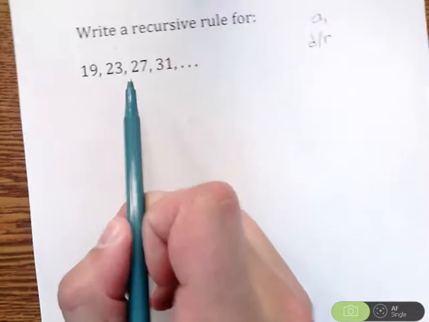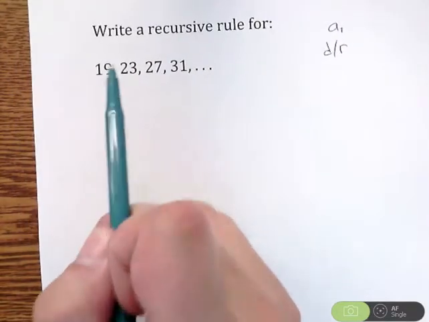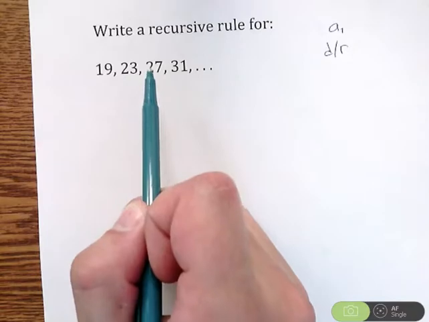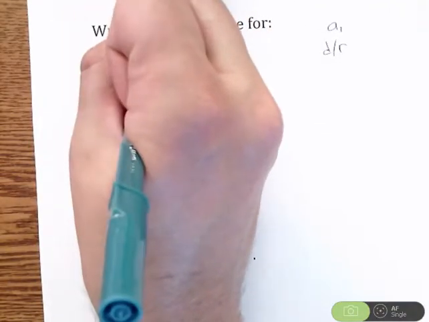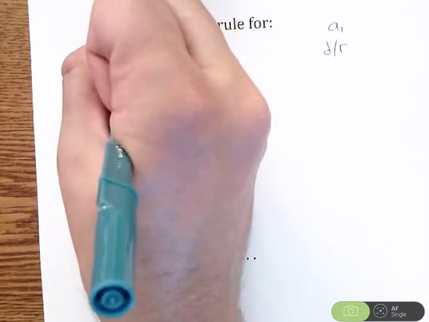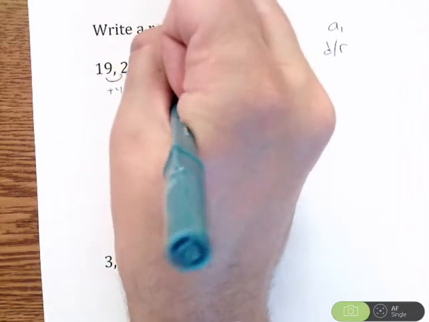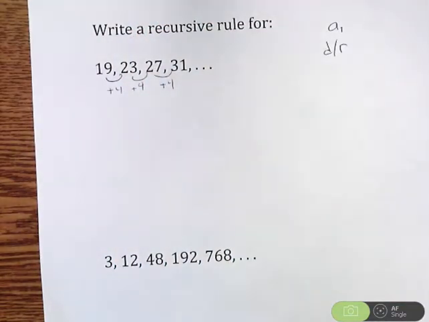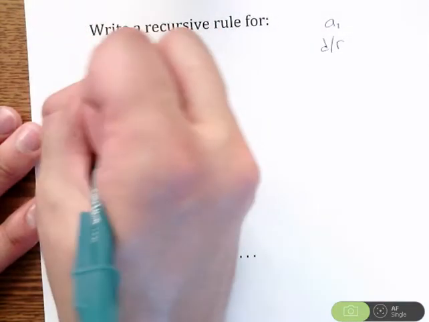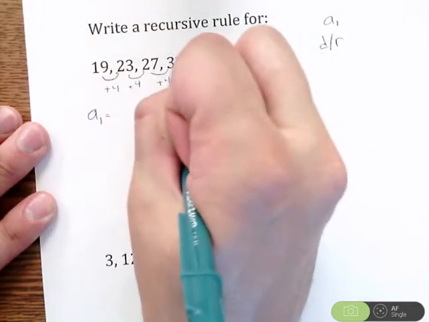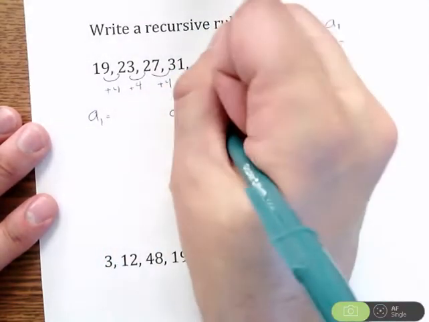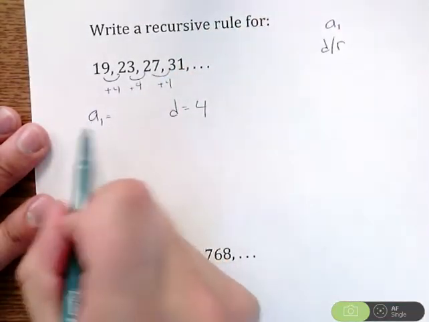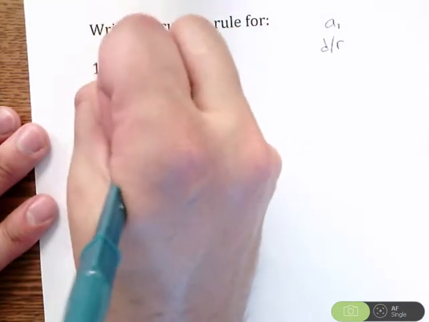Looking at this one, we're back to recognizing patterns. So how do I go from 19 to 23 to 27 to 31? Hopefully this one's pretty easy to pick up, and it's add 4 every single time. So again, the 2 important pieces, I need to know what a1 is, and I need to know what d or r is. In this case, it's d because we added 4 every single time. So I know d is 4. a1, my first term, is 19.